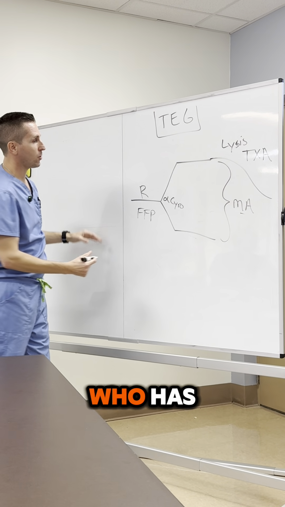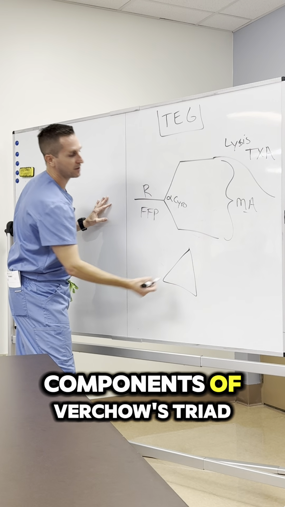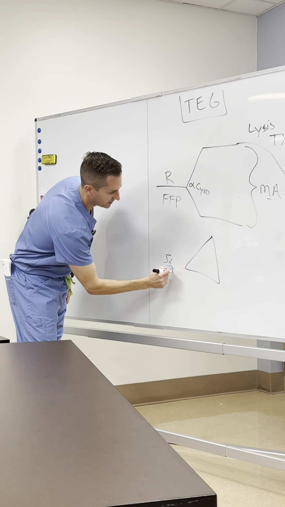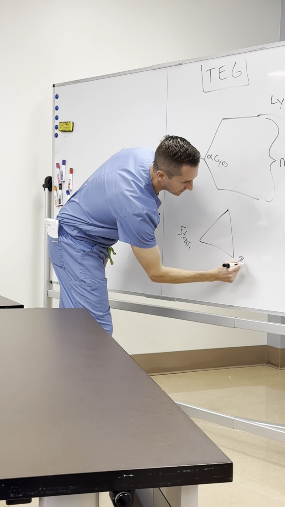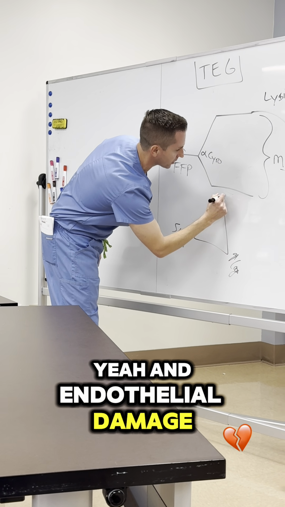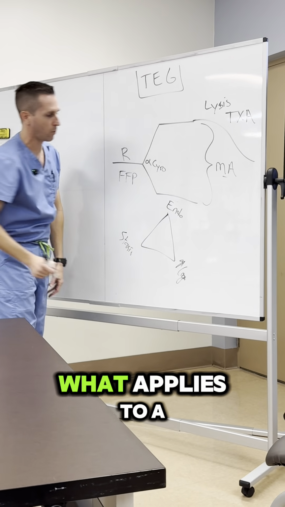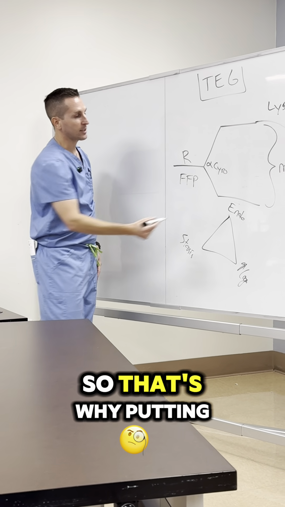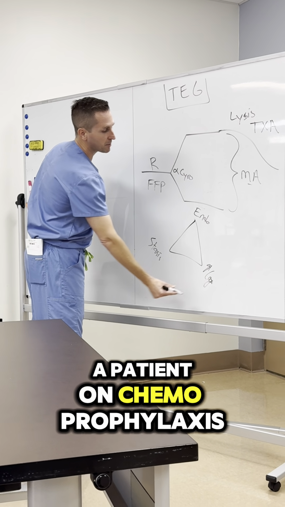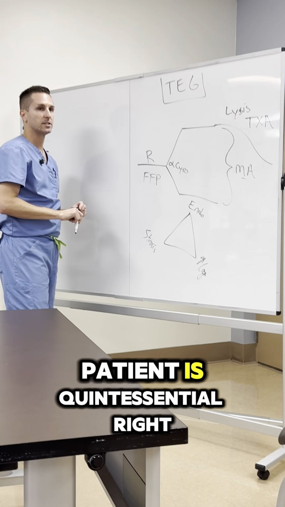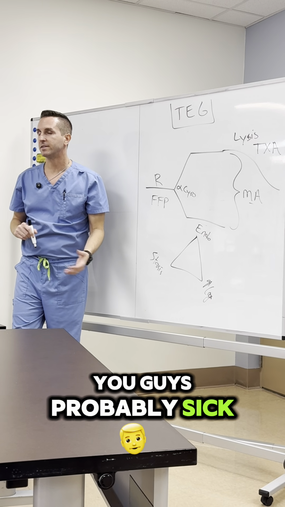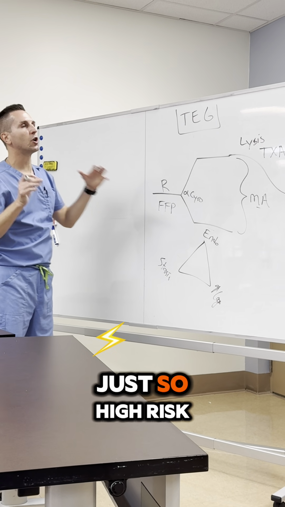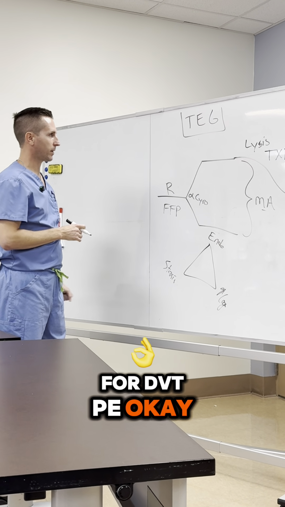So that's like somebody who has, tell me all the components of Virchow's triad. Stasis, hypercoagulability, and endothelial damage, right? And again, what applies to a trauma patient? Pretty much all of them, right? So that's why putting a trauma patient on chemoprophylaxis is quintessential. You guys are probably sick of me saying it, but it's just so important that everybody's on it. They're just so high risk for DVT-PE, okay?